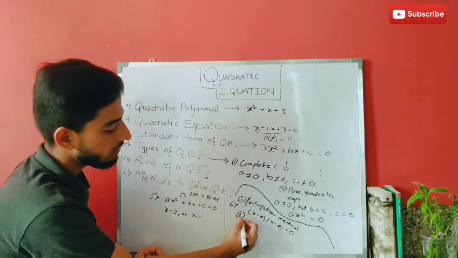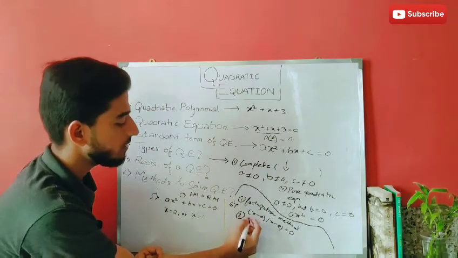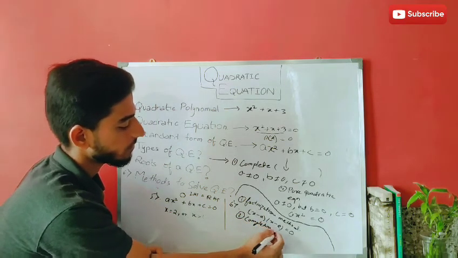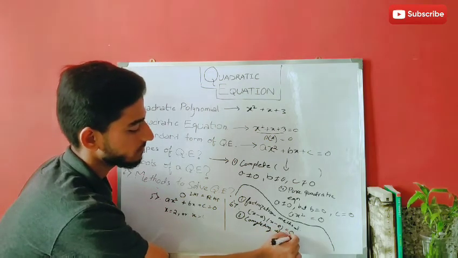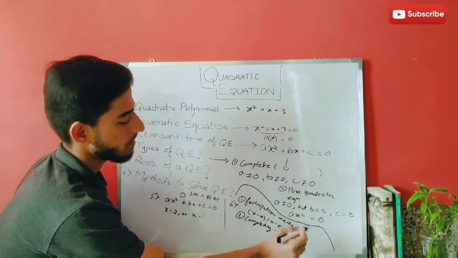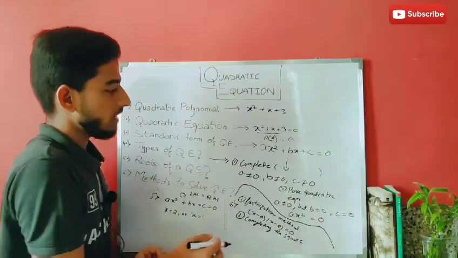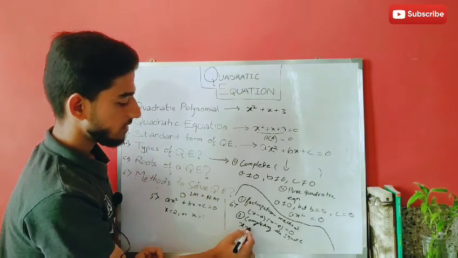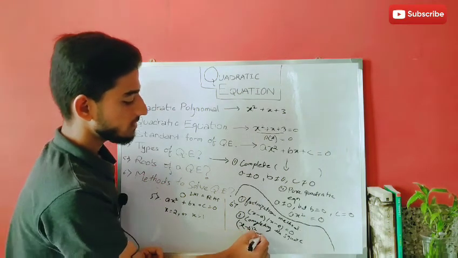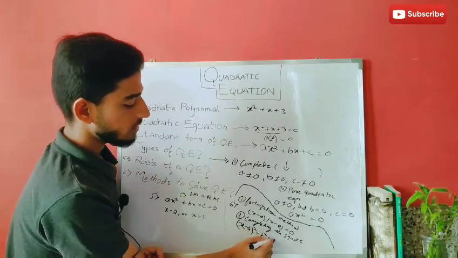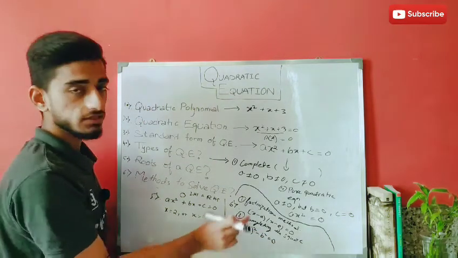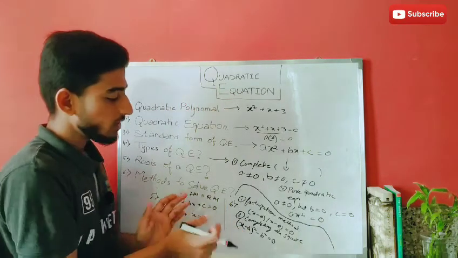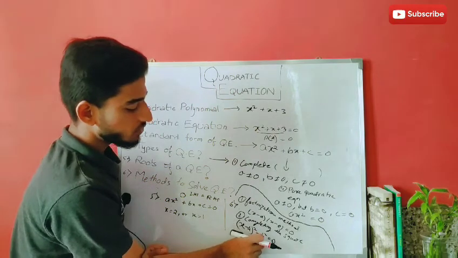Now number 2, completing the square. For completing the square, we will get something like x minus a whole square minus b square is equal to 0. We have to adjust the equation and form a whole square over here. When we form a whole square, another square term will come.